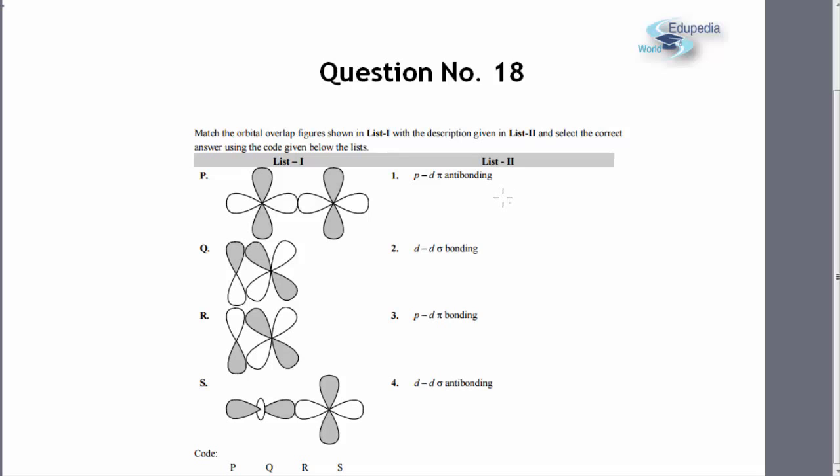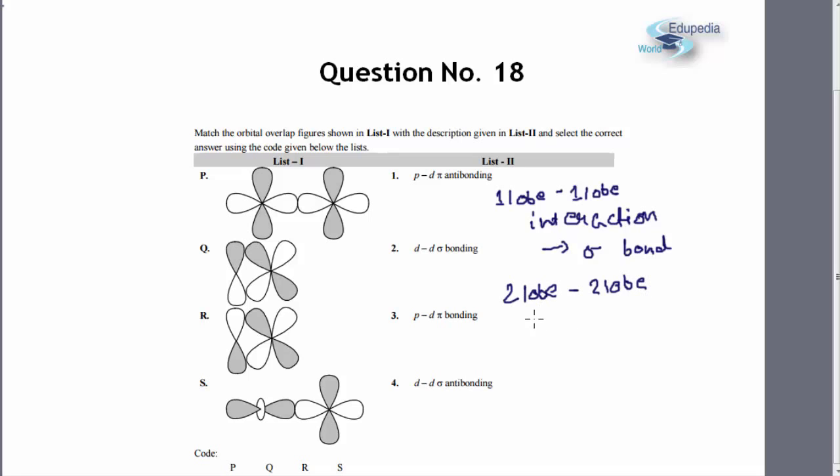Before you are able to answer the question, you must know that if there is a one lobe interaction between the orbitals, it results in the formation of a sigma bond. And if there is a two lobe interaction between the orbitals, it results in the formation of a pi bond.